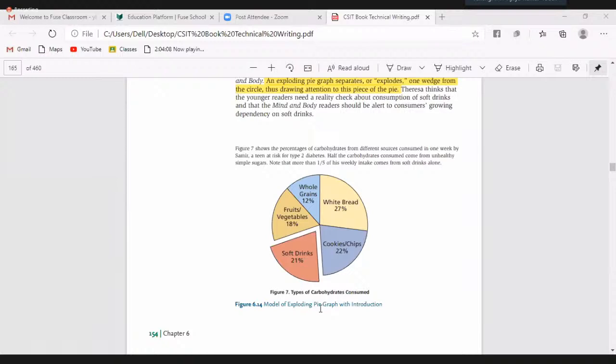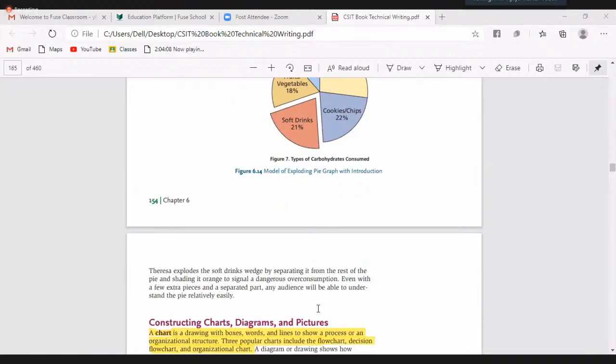So, types of carbohydrates consumed. So here fruits, vegetable, here also carbohydrate. Whole grain, here also carbohydrate. White bread, here also carbohydrate. Cookie chips, here also carbohydrate. But in soft drinks, no carbohydrate, isn't it? So this is separated from the whole. What does this indicate? It means all these contain carbohydrate. This one doesn't contain carbohydrate, isn't it? Okay. So this is called a model of exploding pie graph. Okay.